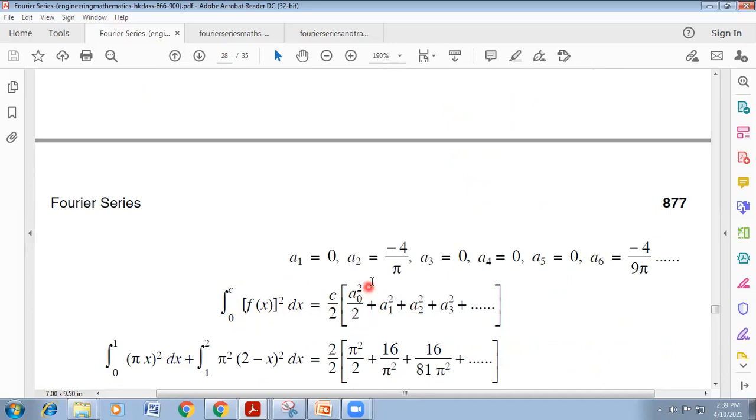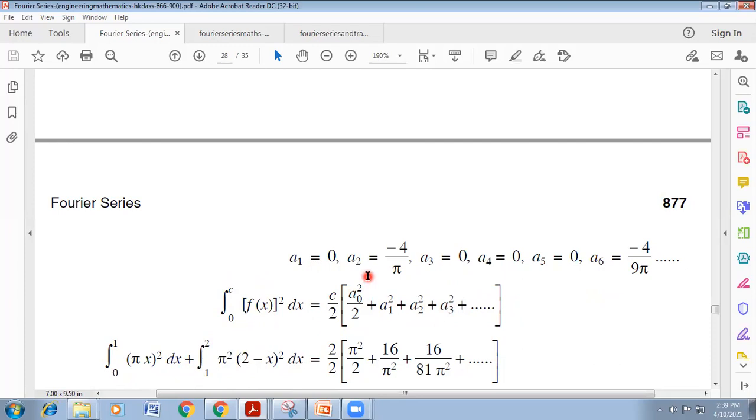This equals c by 2 only for the half range cosine series. Remember it. So we get a1 square plus a2 square plus a3 square plus dot dot. This integral limit can be written as 0 to 1 the first function whole square, plus 1 to 2 the second function f of x dx, which equals c by 2.